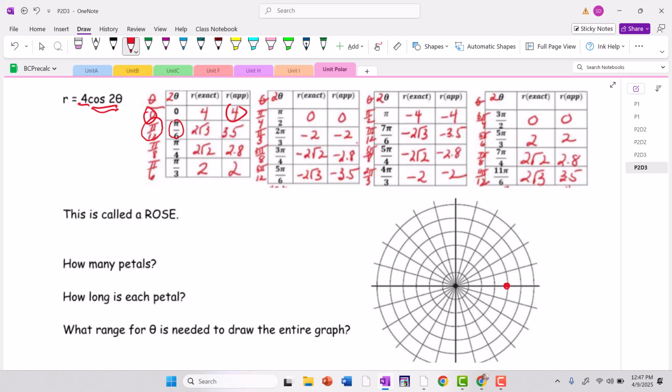Cosine of pi over 6 is root 3 over 2 times 4, so that's approximately 3.5. So pi over 12 is what I plugged in, though, to get pi over 6. Cosine of pi over 6 was that thing that gave me 3.5. Really hard. This hurts my eyes. And then pi over 8. Why? Because 2 times pi over 8 is pi over 4, which is one of our unit circle values. And then that becomes 2 root 2, which is 2.8. You can check those decimals.